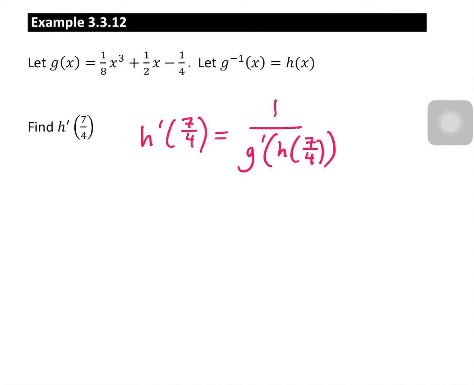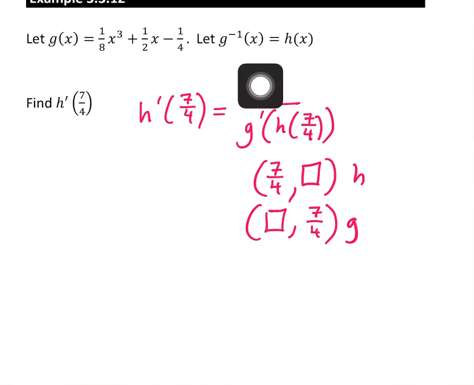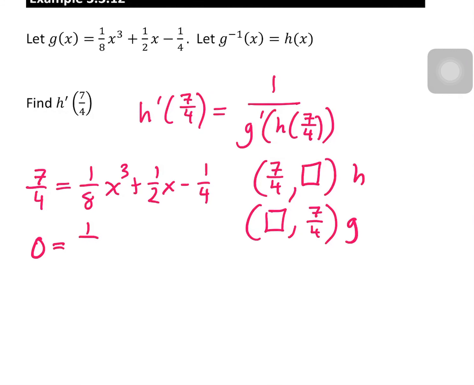And as always, if h has 7/4 as the input, it's going to equal something. And on the original function, that something would be the input that makes the output equal 7/4. So when I look at this, I need to set the original function g equal to 7 over 4. So 7 over 4 equals 1/8 x to the 3rd plus 1/2 x minus 1/4. Again, you're going to want to set this whole expression equal to 0 and then use your calculator to help you out here. You could try guessing and checking, but it's going to be pretty tough for you. This is going to be negative 2.